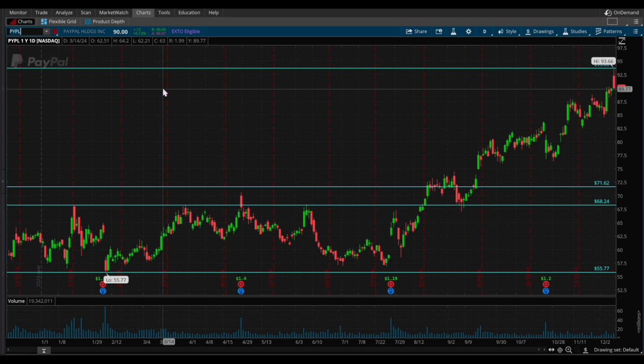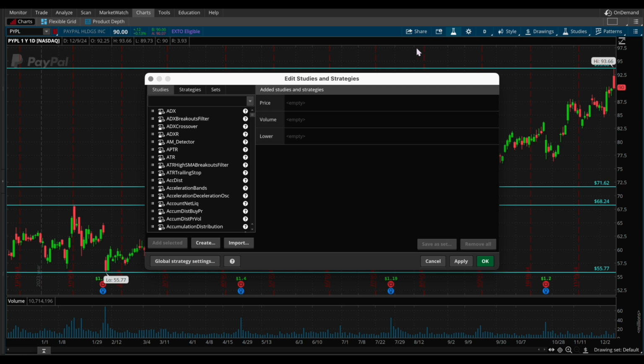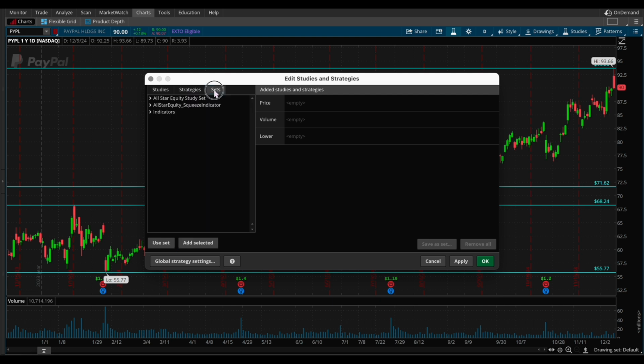So in order to do this, to pull up the studies, I like to call it the beaker icon, but it's really the studies icon. You just click on this and you can go ahead and see where it says edit studies and strategies. So you can add different studies here, different strategies here, or even different sets.